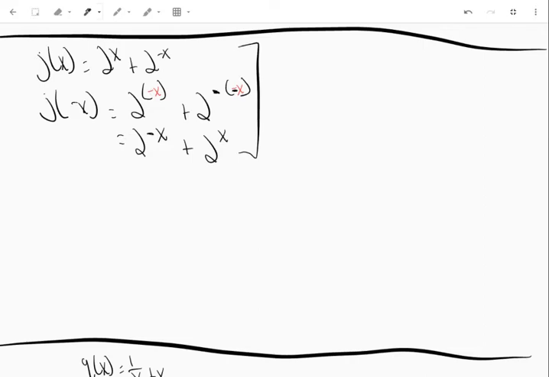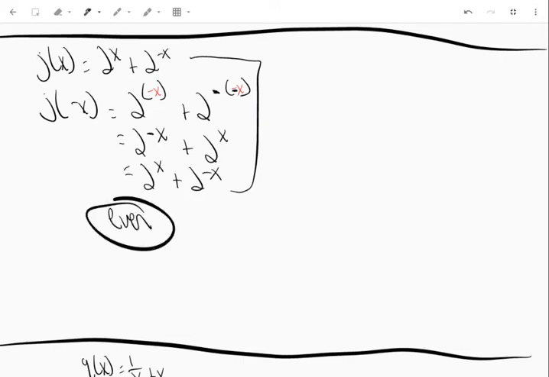Now, at first glance, these do not look exactly the same. However, if I switch the order, which I'm mathematically allowed to do, since changing the order doesn't affect the value, do they look exactly the same? Yes, they do. So this is also an even function.